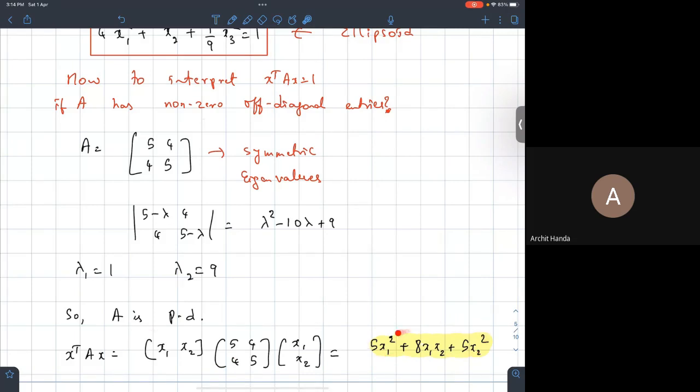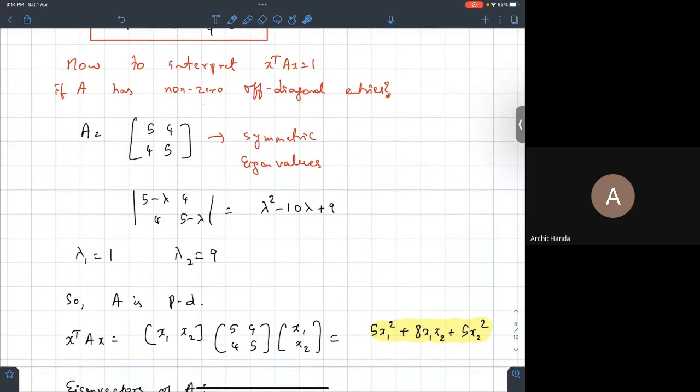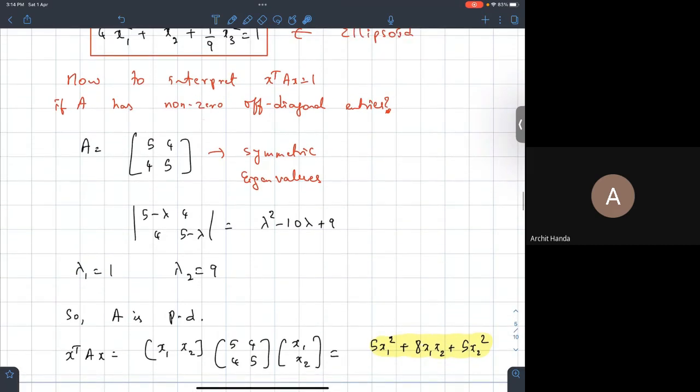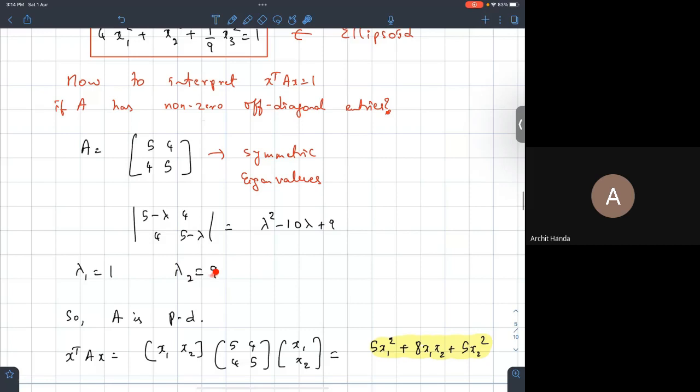Now this is the equation of an ellipse. If I write X transpose Ax equals 1, I'm still far from an ellipse because of this. So I need to do some manipulation. Clear? So I'll do that manipulation, and for that manipulation, I'm going to use the eigenvectors of this matrix.